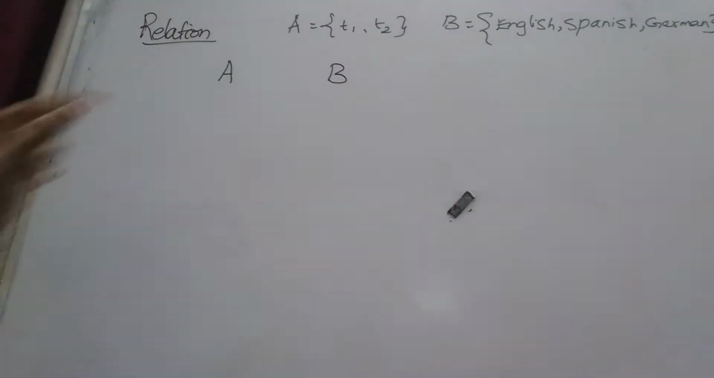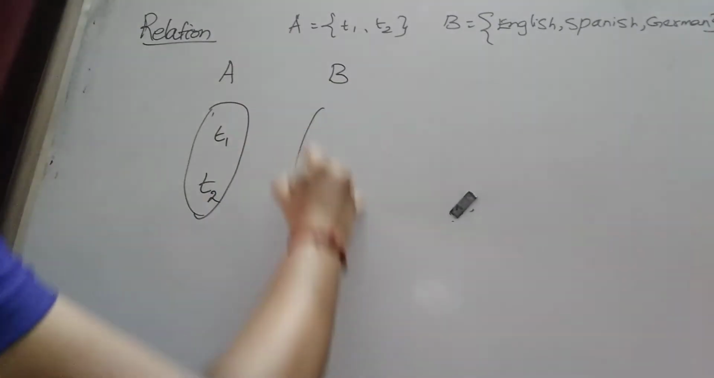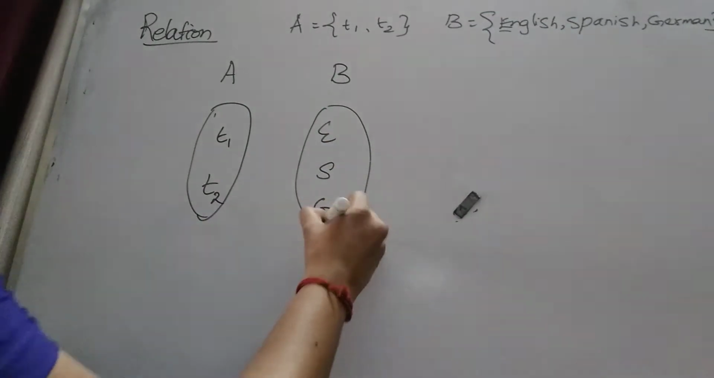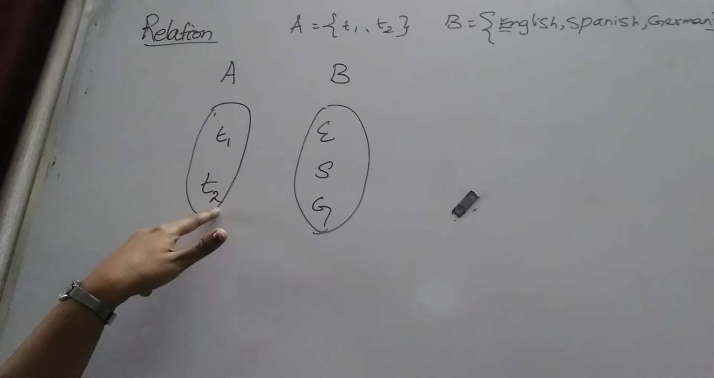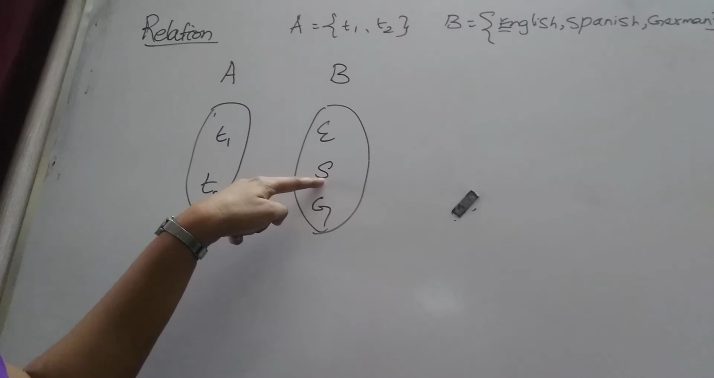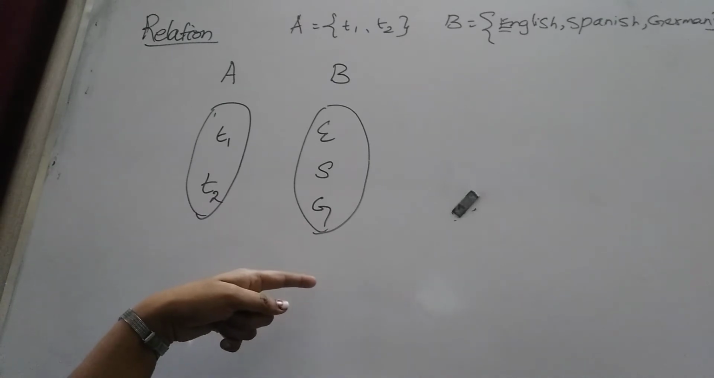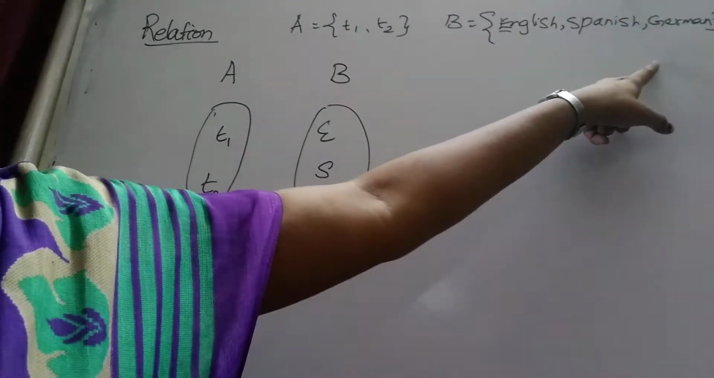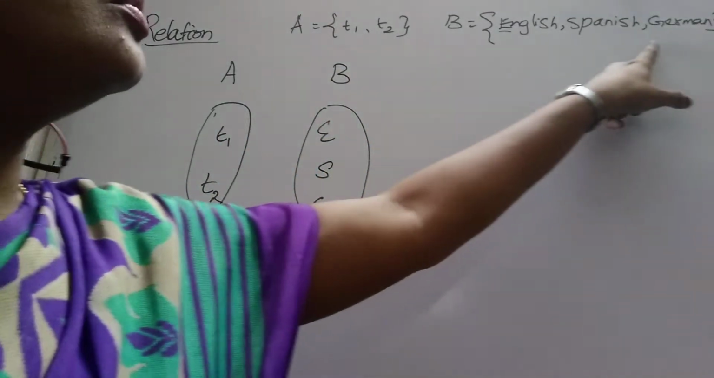Now we will represent these two sets in Venn diagram form. We denote T1, T2, and for the courses the first letters: English, Spanish, German. First set A is drawn as a circle with T1, T2, and in the same way B with English, Spanish, German. Now how is each one related to the other? The teachers are supposed to take all the courses, so set A is supposed to teach all the courses in set B.